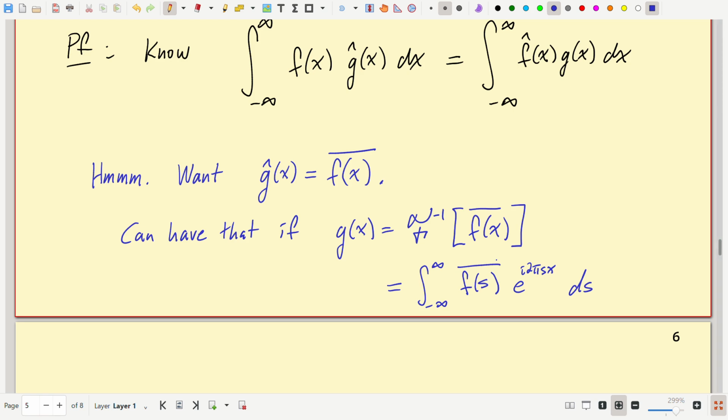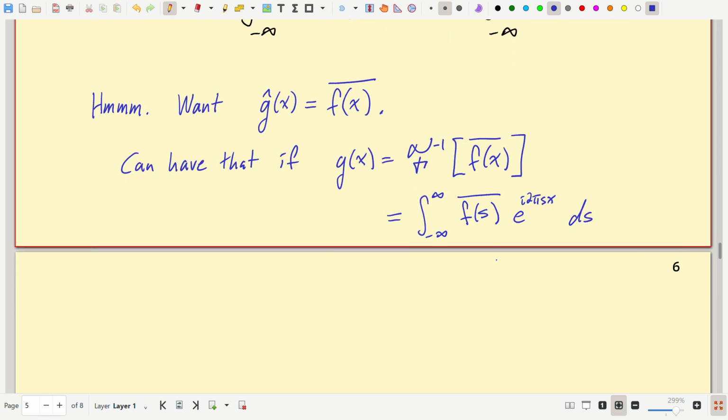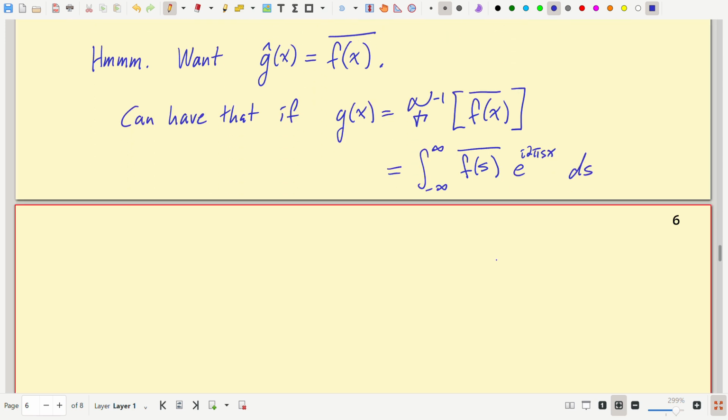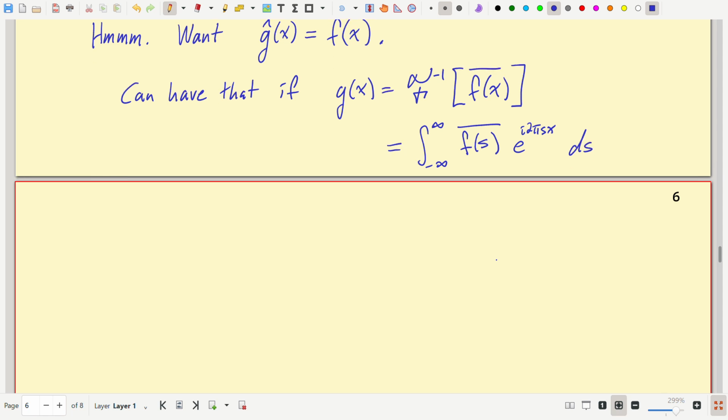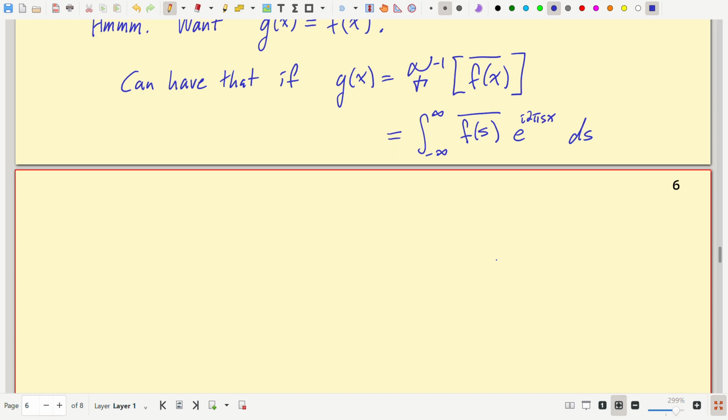Okay. What am I trying to do here? I stare at that for a minute. Okay, so that's the Fourier inversion formula with f conjugate in the usual spot. And I've switched the variable to be a ds in the integral rather than the x, because I want the x to pop out on the left.